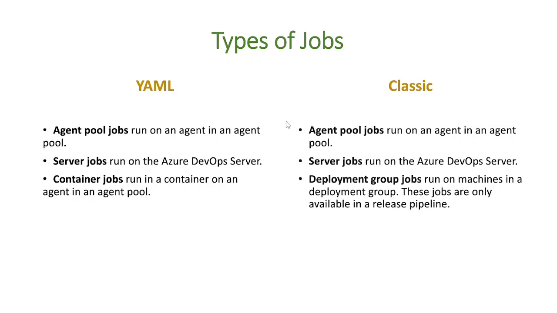Again, in classic pipeline we have a similar thing. We have agent pool jobs, server jobs, and deployment group jobs, which run on a virtual machine in a deployment group. These jobs are only available in release pipelines. Release pipelines are a topic we have not touched upon, so we will see those in our upcoming videos.